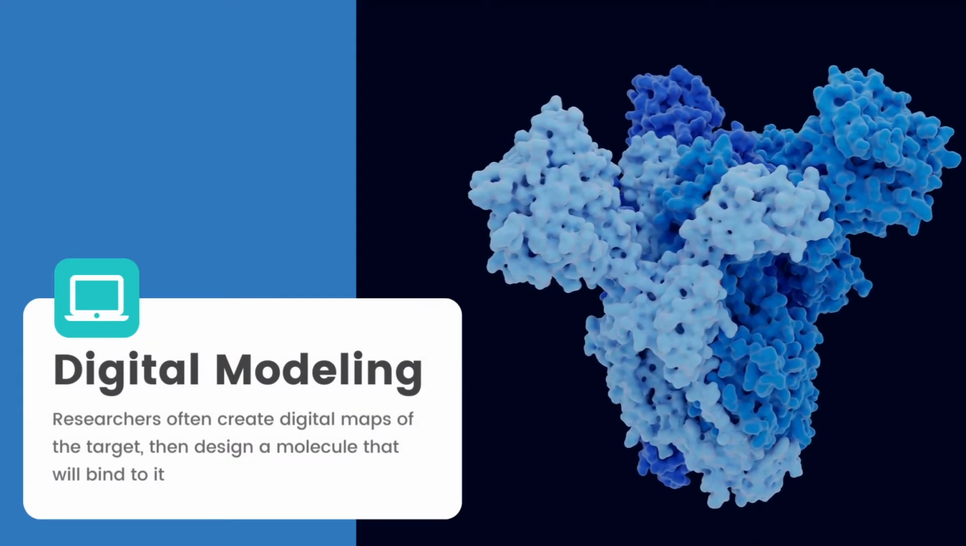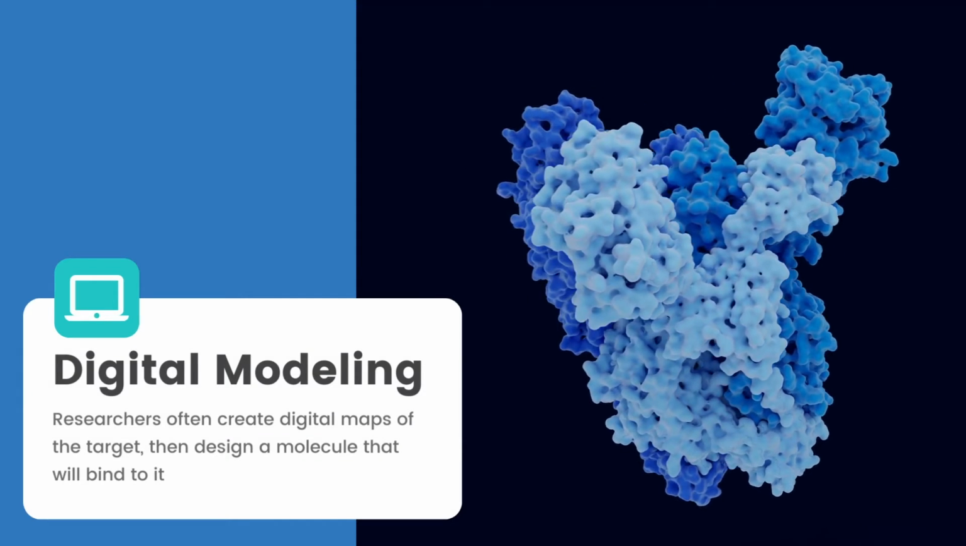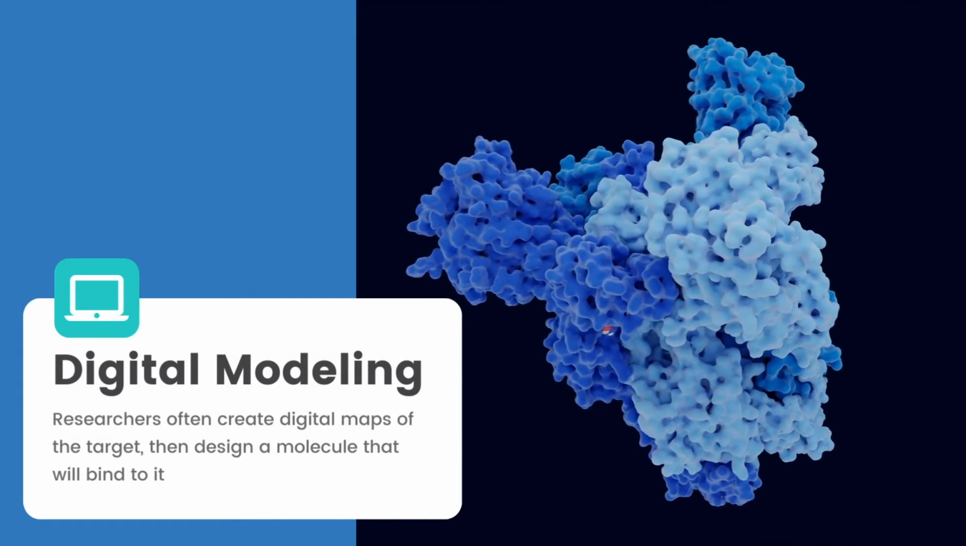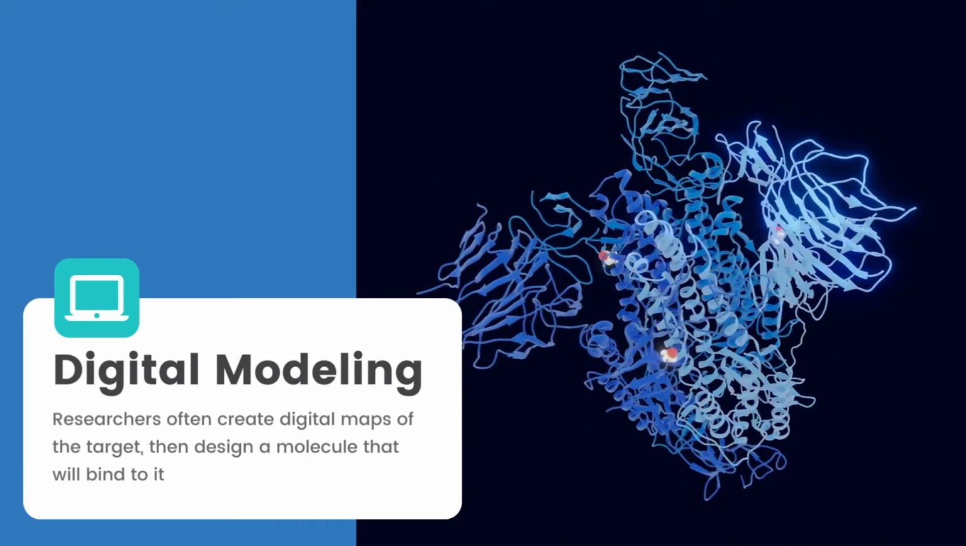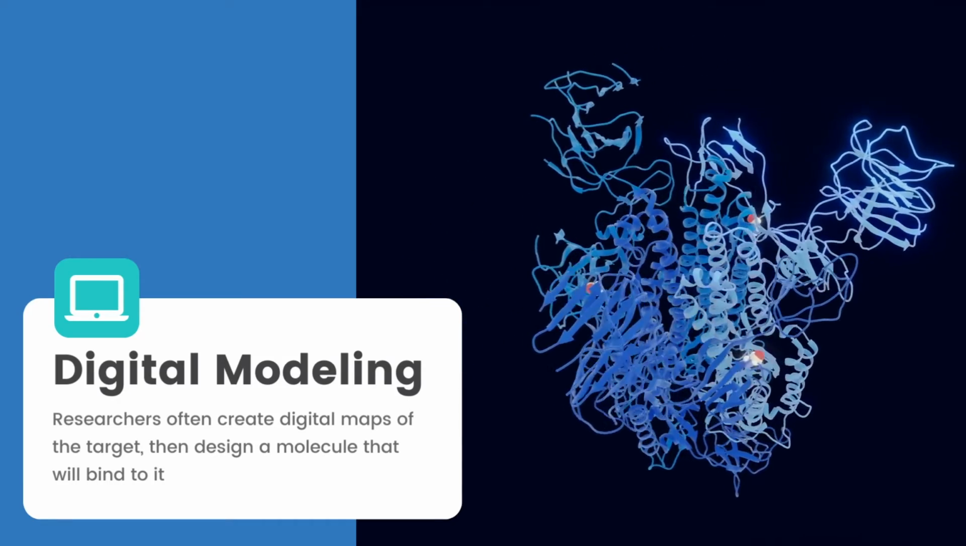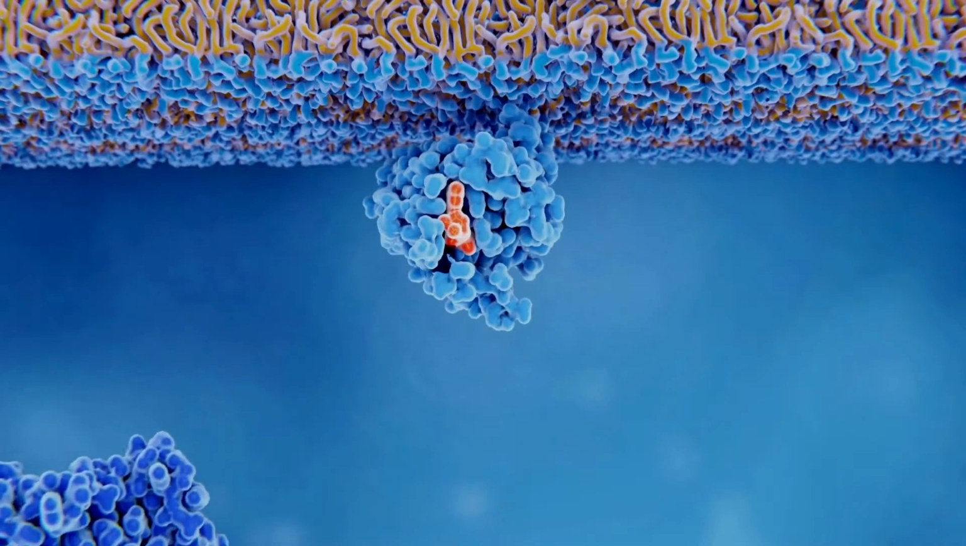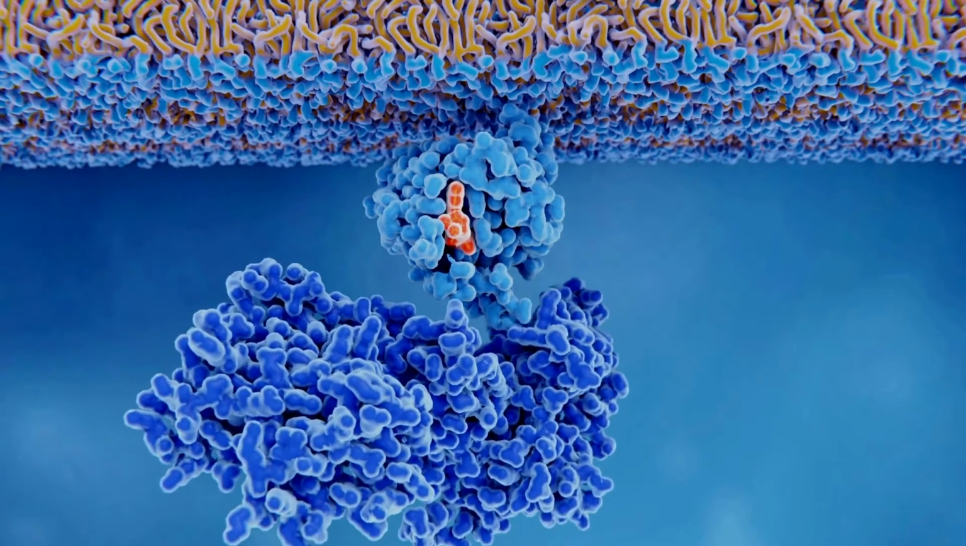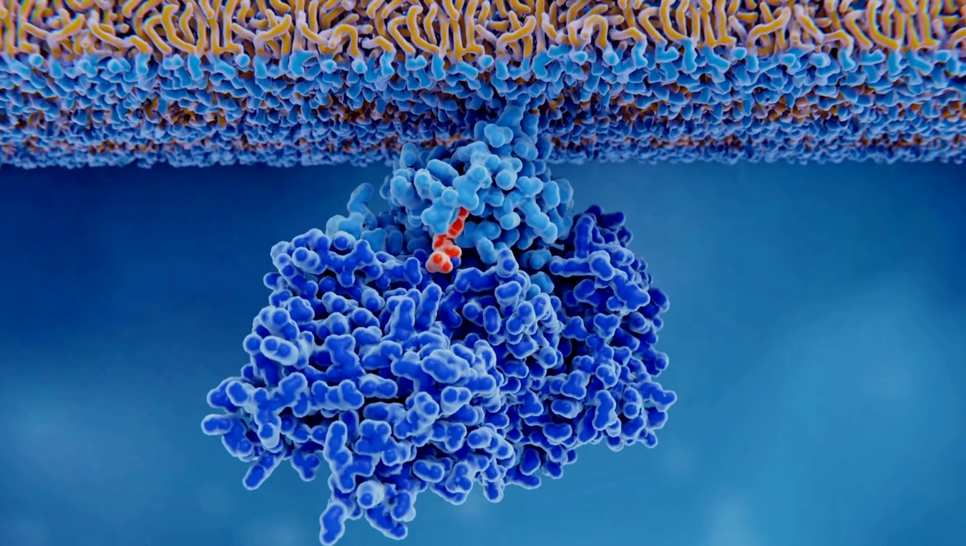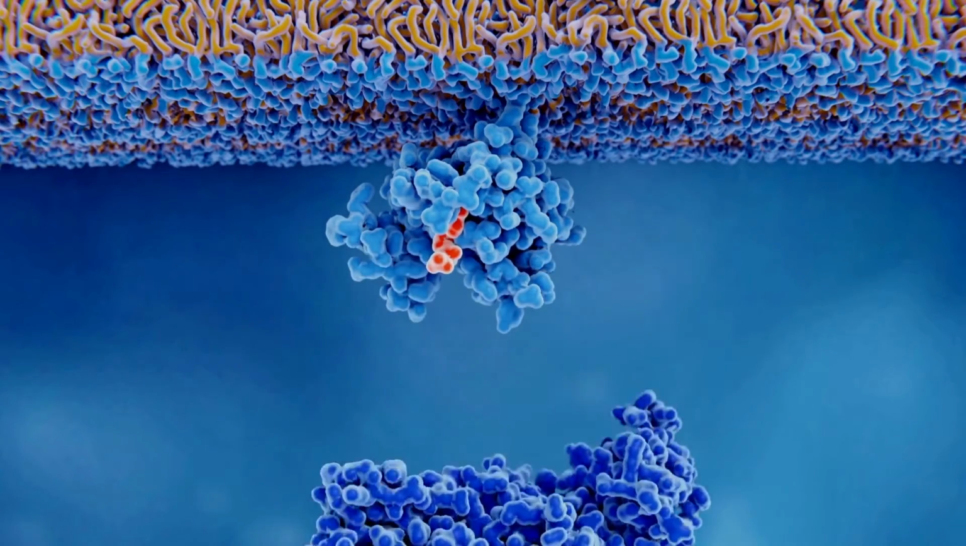Using computer modeling, today's researchers often begin by creating a detailed digital map of the target associated with the disease. Usually, the target is a specific protein in the body. Then, they digitally reverse engineer a molecule, the prospective drug, which will bind to the target. The prospective drug must be complementary to the target protein. That is, it must be the right shape, size, and charge in order to attach properly.